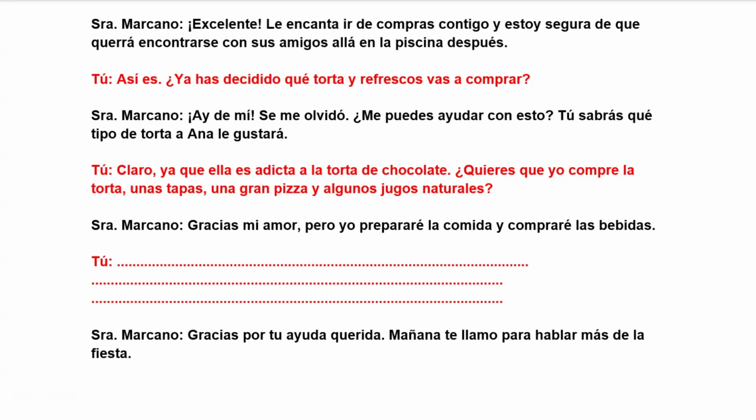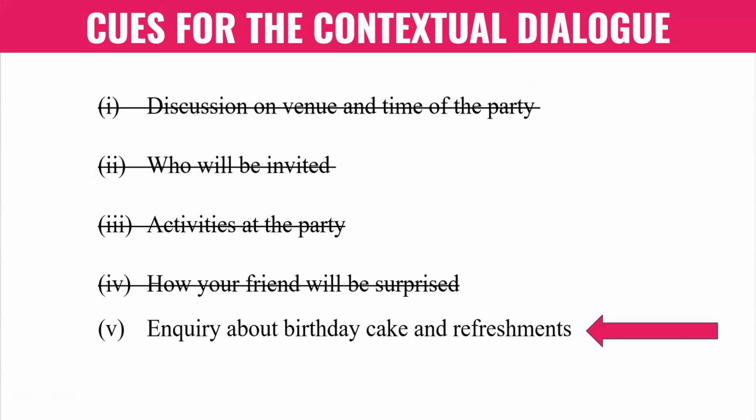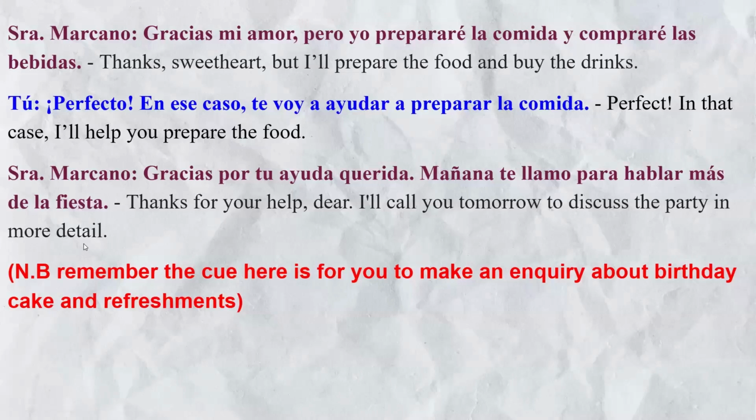And we know the last cue, the only cue that we have to fulfill is this one because this is the only remaining cue. Inquiry about birthday cake and refreshment. In this case, we're basically just having a discussion. We're not really asking, but we're having a discussion at this point, okay? Because there were no indicators that we need to ask a question at this point.